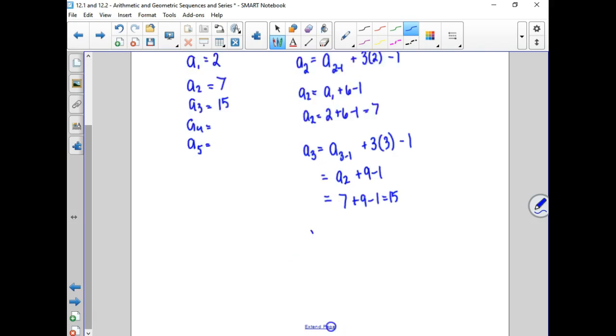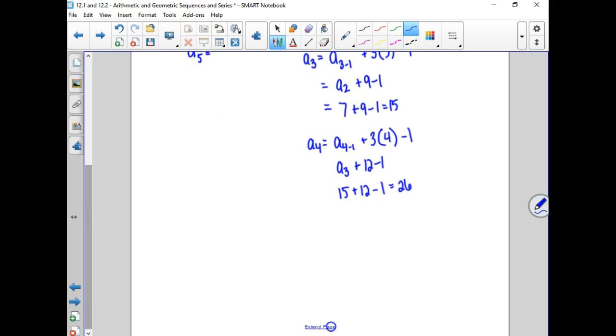So for the next one, a sub 4 is a sub 4 minus 1 plus 3 times 4 minus 1. That gives us a sub 3 plus 12 minus 1. A sub 3, we just found it. It was 15 plus 12 minus 1. So that's 27 minus 1 will give us 26. So a sub 4 is 26.